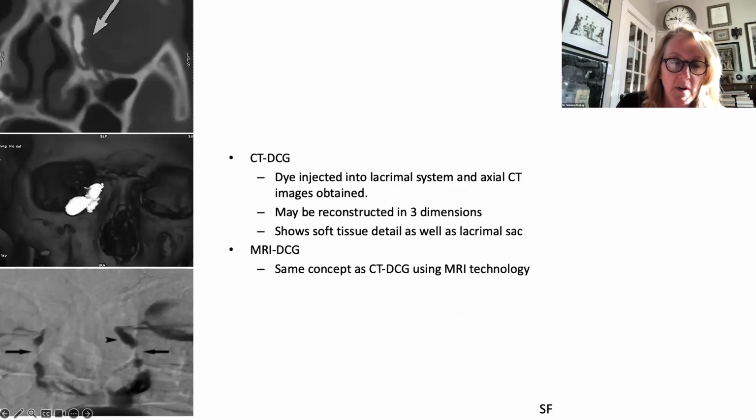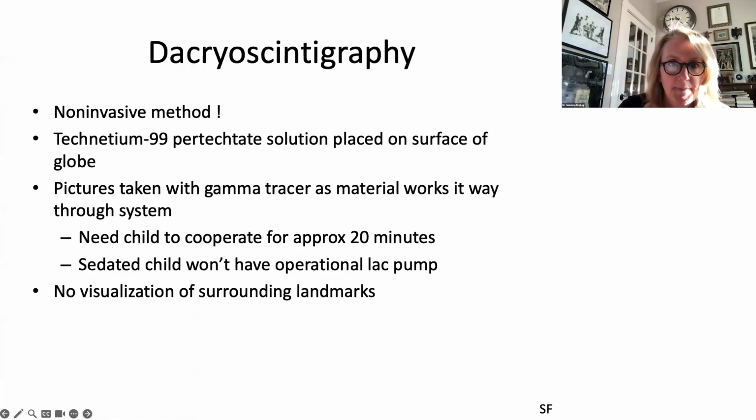You can also inject dye and then do a CAT scan. Here you see a CT DCG where dye is injected into the lacrimal system and axial images are obtained, then you can reconstruct them in 3 dimensions and even rotate them to look for areas of obstruction. And MRI is a similar concept. You would use MRI contrast material injected into the system, and then do your studies and reconstruction. Next slide.